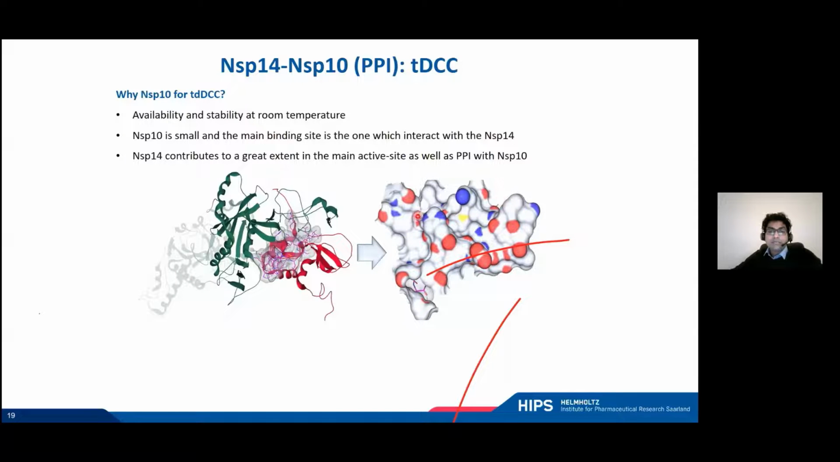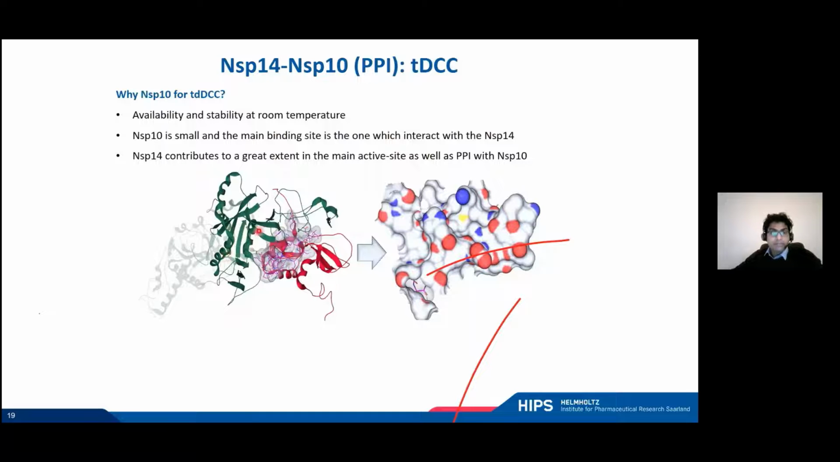Nsp10 is a small protein as compared to Nsp14, which is really big, right? And the active sites, or I can say the cavities in this protein, which you can see here, is where your chemical compound will bind. These cavities are located only at the junction of this ligand and the protein, the protein-protein interaction site. So most of these cavities in Nsp10 are only responsible for formation of this complex.